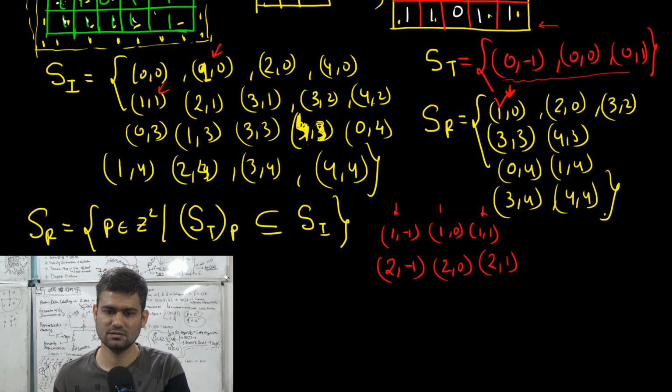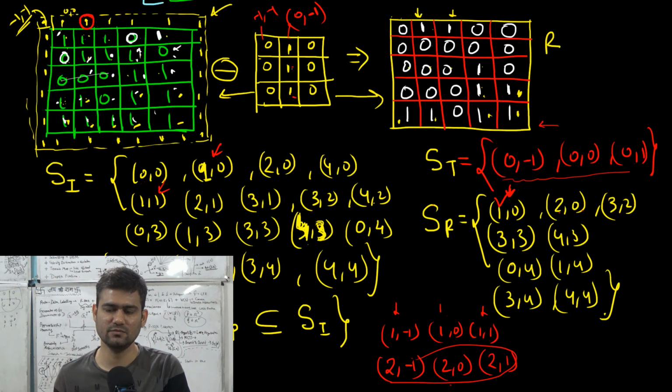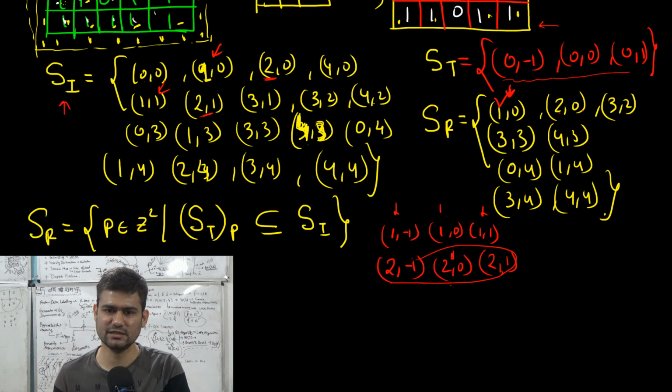So for this translated set to be a subset of SI, all these elements should be found in our set SI. And (2, -1) is found by default, so this is our coordinate (2, -1), which is in set SI. Let's check for (2, 0). We have (2, 0) over here. Let's check for (2, 1). We have (2, 1) over here. So the translated set is again a subset of set SI. So this one also holds true.